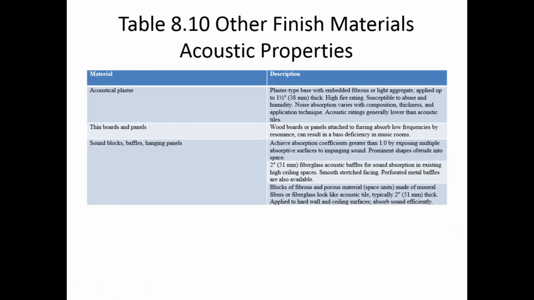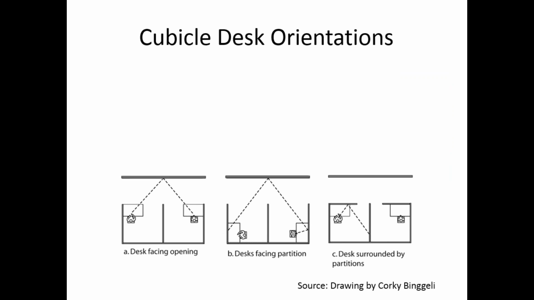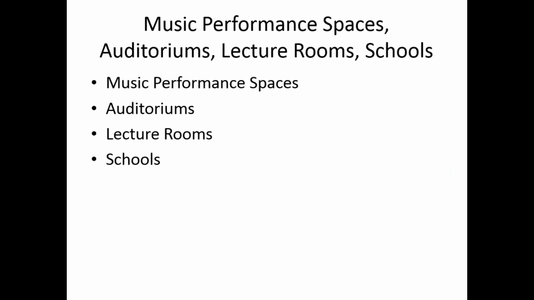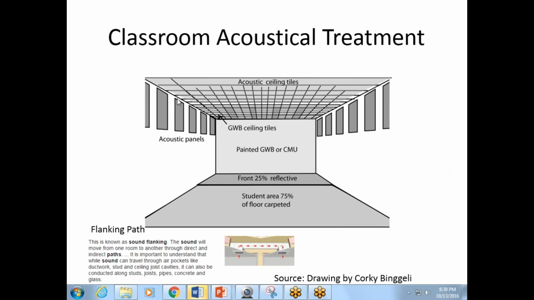I wanted to skip forward too, because I had a little diagram of flanking path. Okay, this is known as sound flanking. The sound will move from one room to another through direct and indirect paths. It's important to understand that while sound can travel through air pockets, like ductwork, stud, and ceiling joist cavities, it can also be conducted along studs, joists, pipes, concrete, and glass.